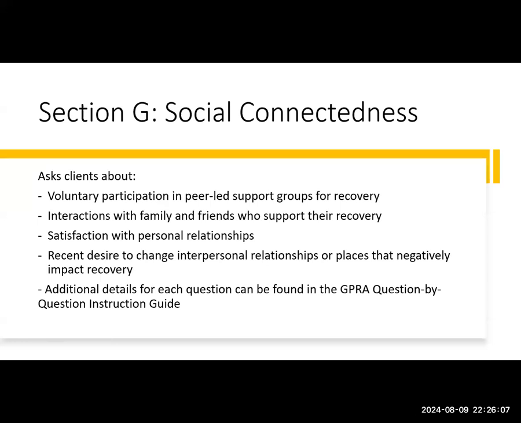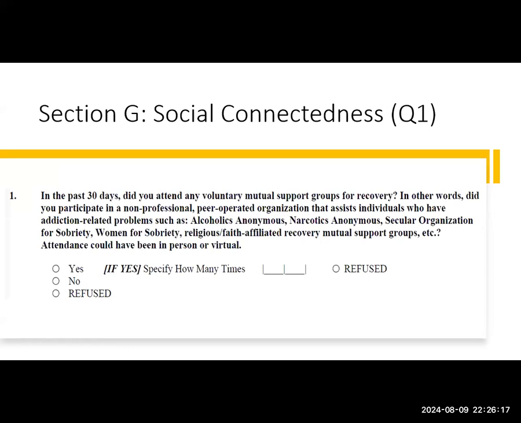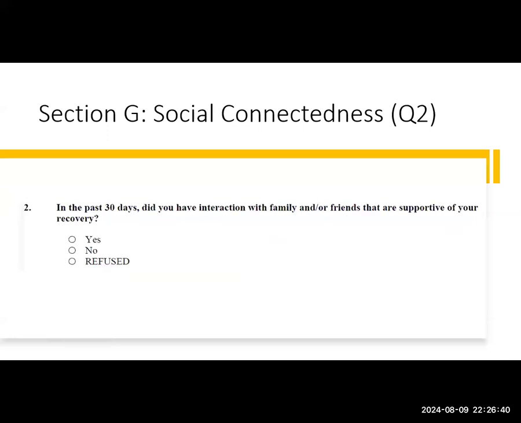In addition to what we cover in this video, please, as always, make sure to read the GPRA question-by-question instruction guide for detailed guidance on each of these questions. For question 1, the intent is to measure whether clients have attended non-professional, peer-oriented mutual support groups to assist in their recovery in the past 30 days. The client doesn't have to be in quote-unquote recovery to attend these types of groups. A peer-operated organization is one in which the person or people who facilitate the group are not there as paid professionals, but rather are peers and/or members of the group.